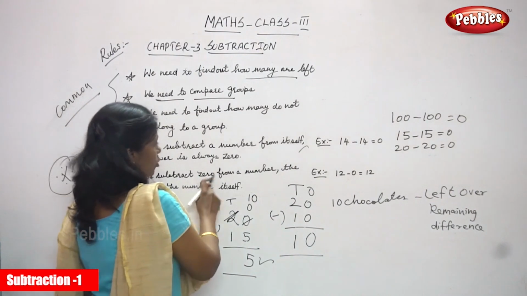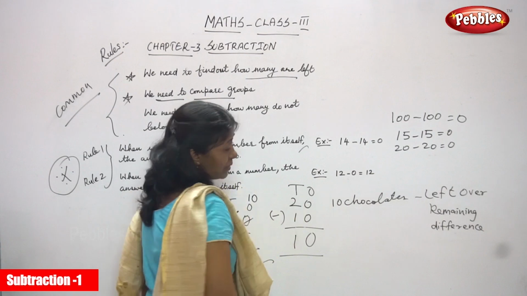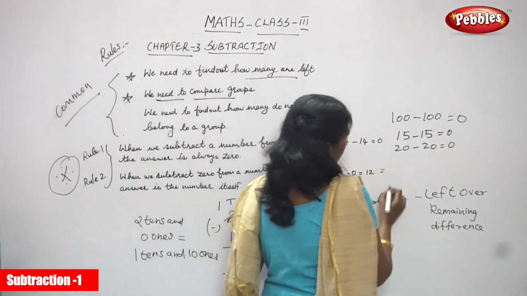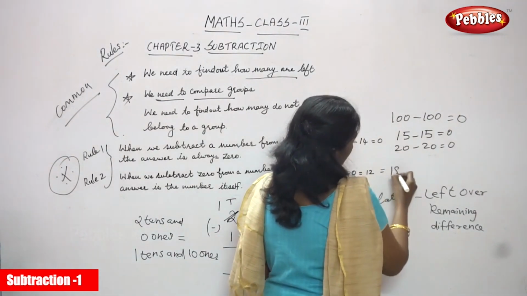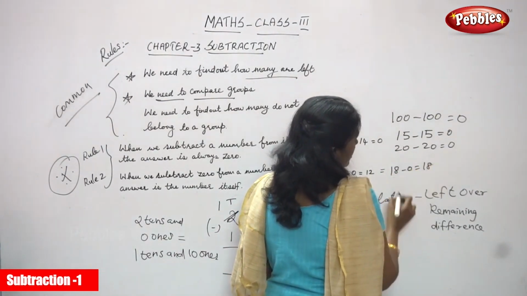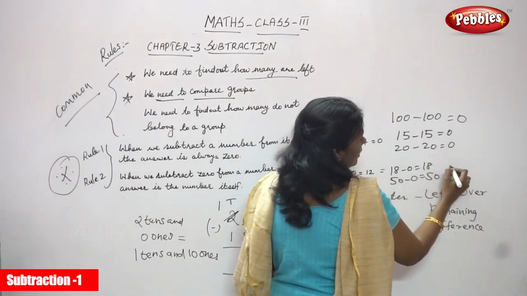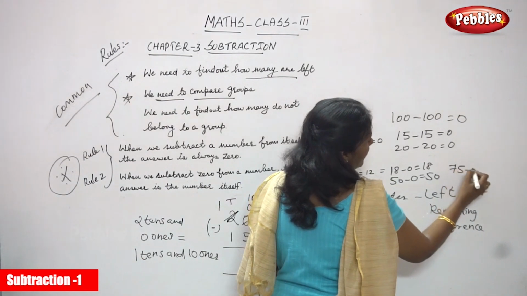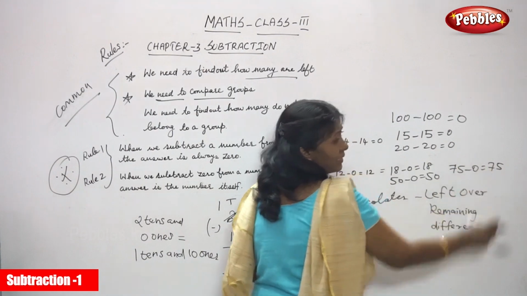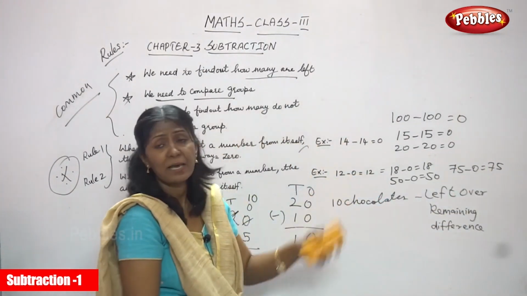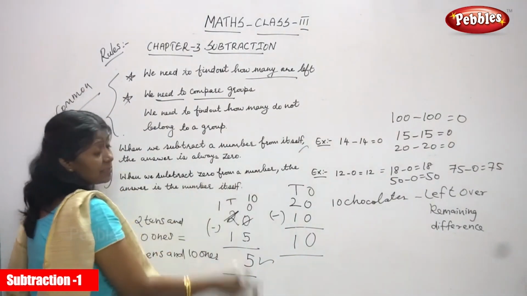When we subtract 0 from a number, you get what? The same number. For example, 18 minus 0, you get 18. 50 minus 0, you get the same number, 50. 75 minus 0, you get 75. So when we subtract 0 from a number, you get the same number, itself meaning the same number. When we subtract 0 from a number, the answer is the number itself.